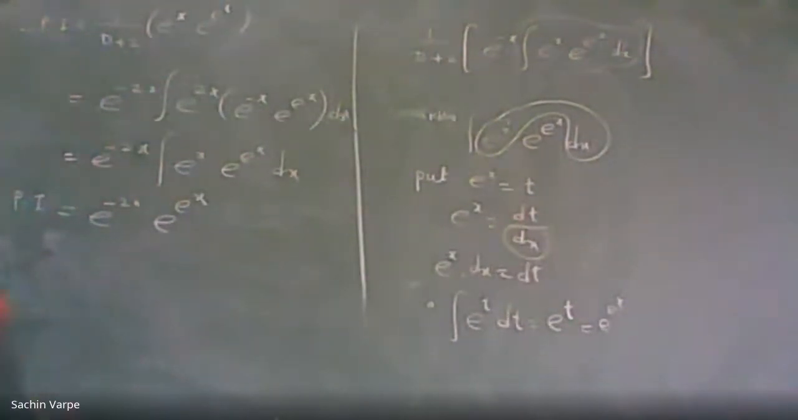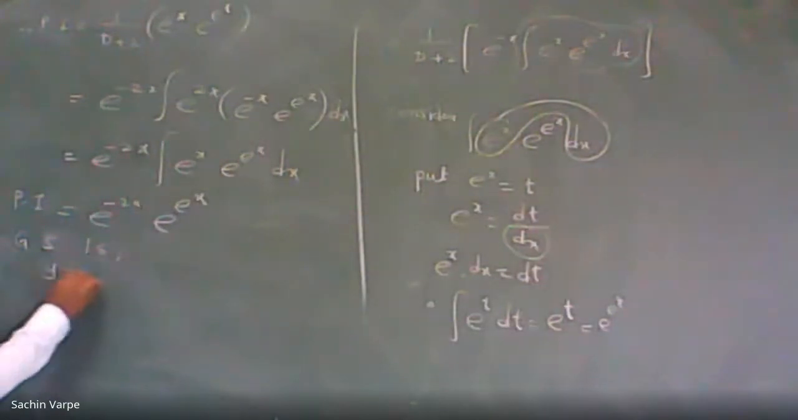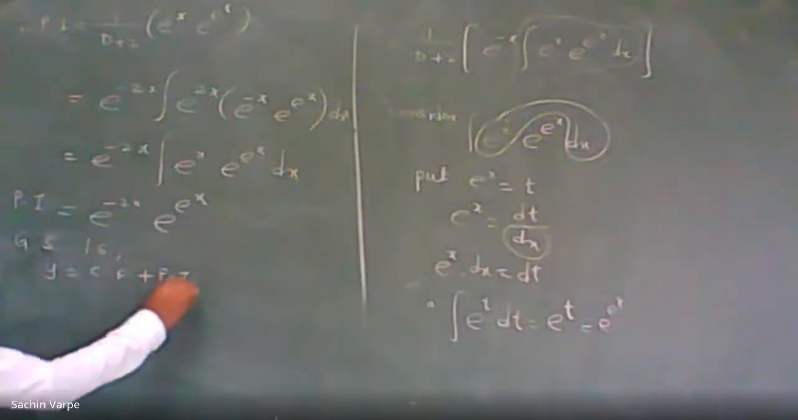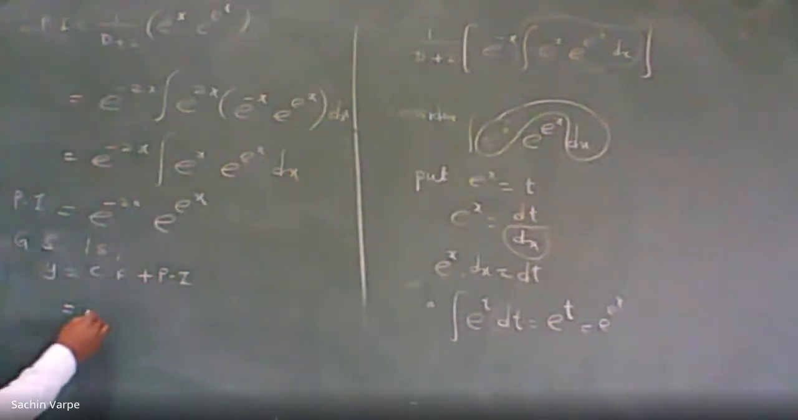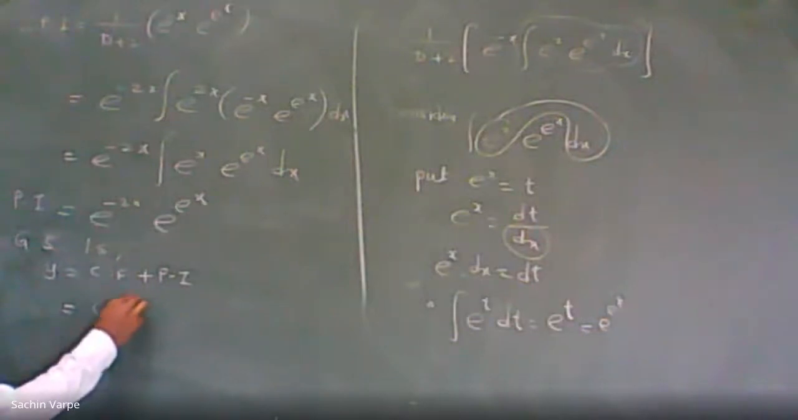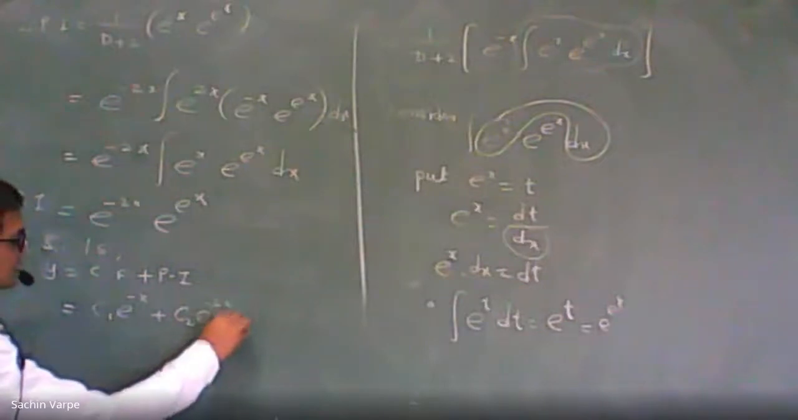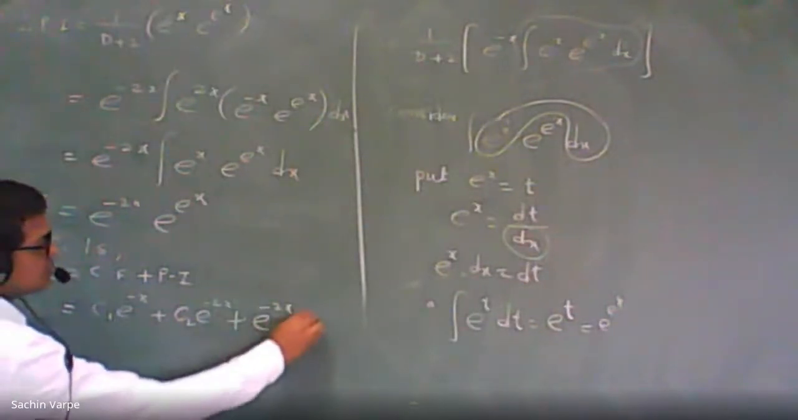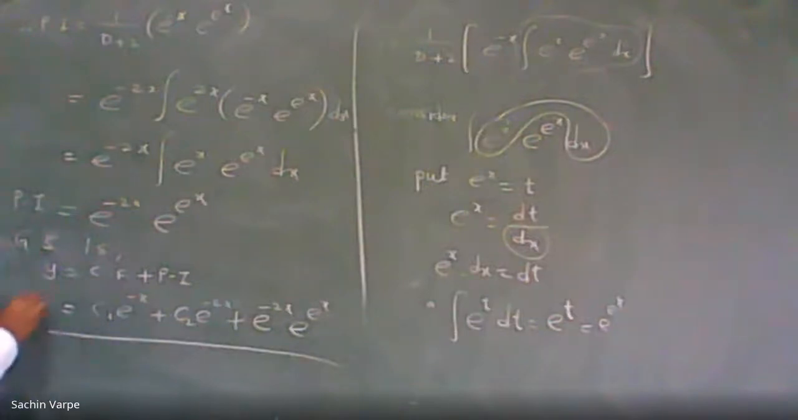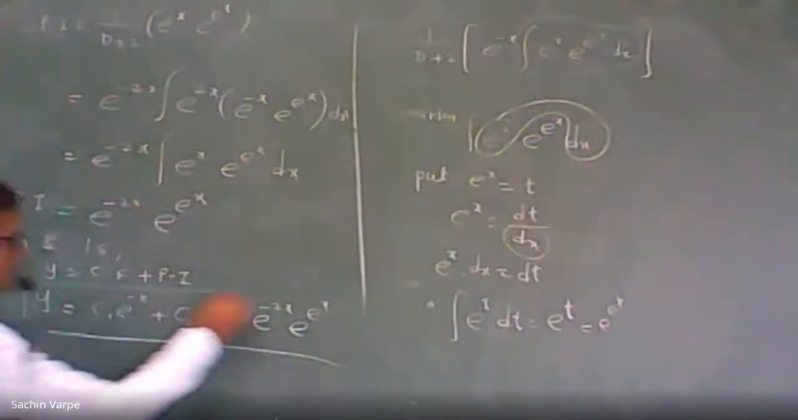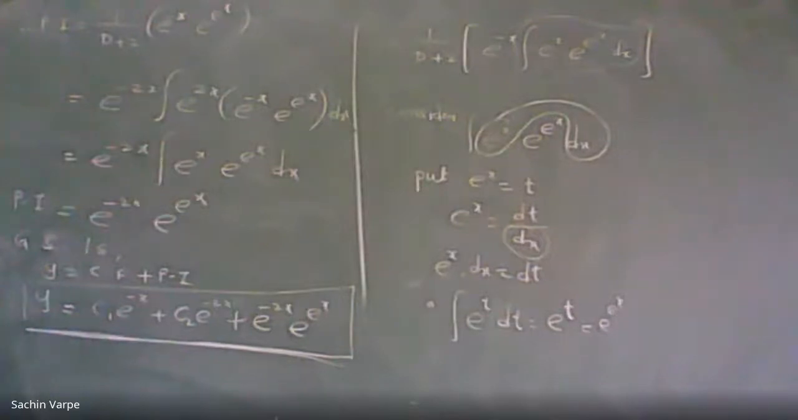Okay, and therefore the general solution is y is equal to cf plus pi. What is cf here? It is c1 e raised to minus x plus c2 e raised to minus 2x, plus pi. Pi is e raised to minus 2x e raised to x. This is a complete solution for 4 marks in the old pattern. And this is for 5 to 6 marks, definitely, in the 2019 pattern.